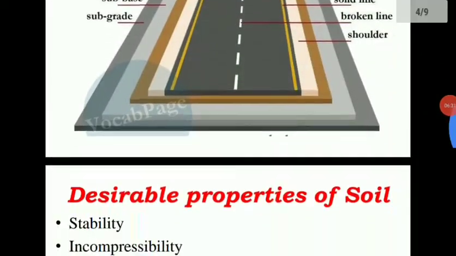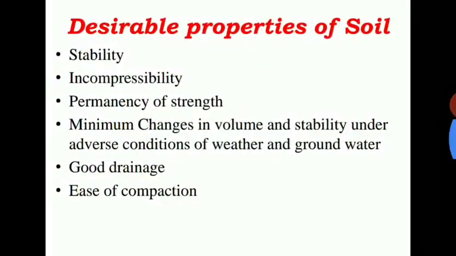So coming to the next part, that is desirable properties of soil. Desirable properties means how the soil should be in the construction part. These are the following properties. First one is stability, incompressibility, permanency of strength, and minimum changes in the volume and stability under adverse conditions of weather and groundwater, good drainage, ease of compaction.